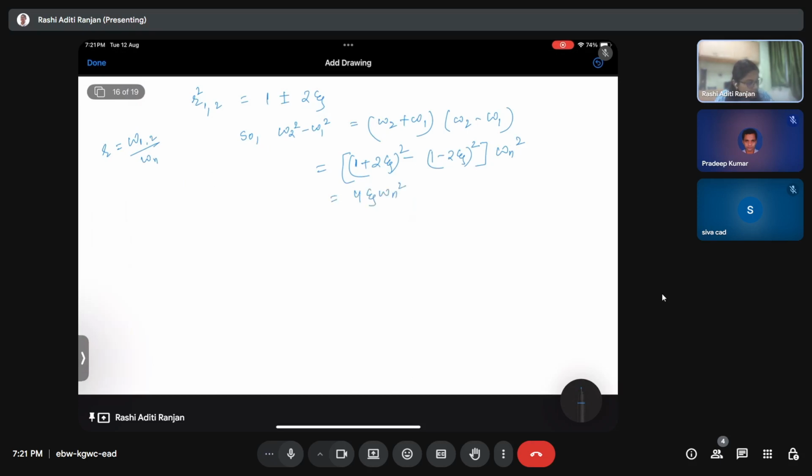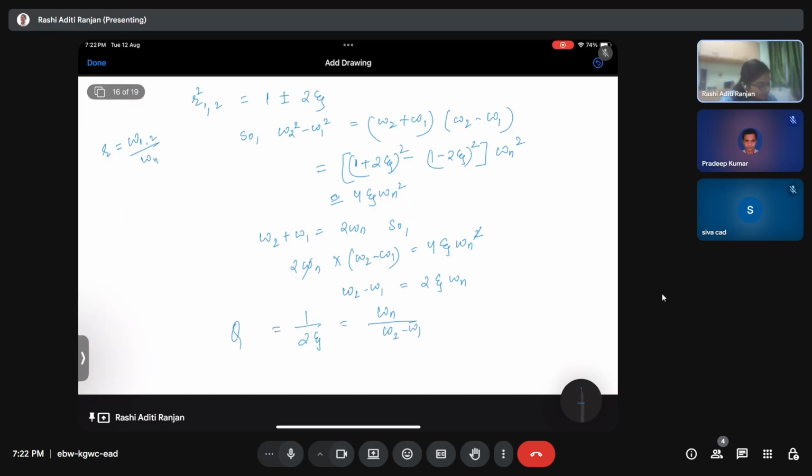eta omega n square, nearly equal to, right? Further, as we know, omega 2 plus omega 1 is nothing but twice of omega n. So twice of omega n into (omega 2 minus omega 1) is equal to 4 eta omega n square. We can cut this and we get omega 2 minus omega 1 as 2 eta omega n. Or we get 1 by 2 eta as omega n divided by omega 2 minus omega 1, and 1 by 2 eta was what? Our quality factor.